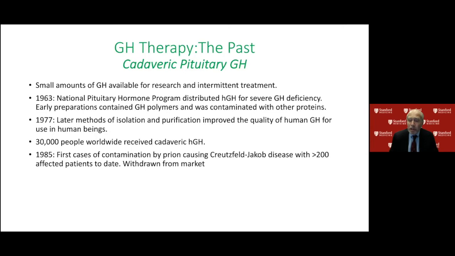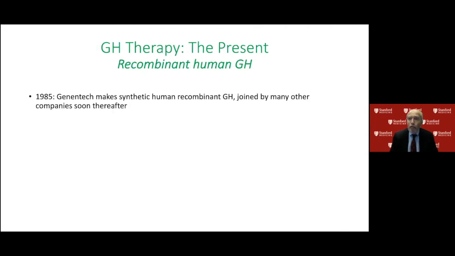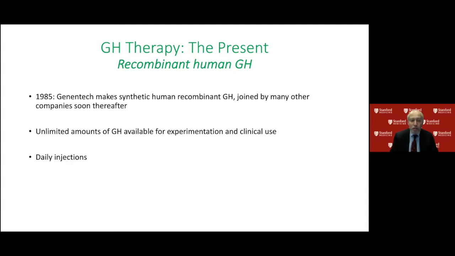And of course, this is a rapidly lethal, tragic neurologic disease. And in 1985, cadaveric growth hormone was withdrawn from the market in the United States and in most of the rest of the world. Fortunately, at around the same time, Genentech was making a synthetic human recombinant growth hormone. And they put that on the market 6 months after cadaveric growth hormone was removed. And soon many other companies also began to make growth hormone. And we now had unlimited amounts of growth hormone available for both experimentation and clinical use.